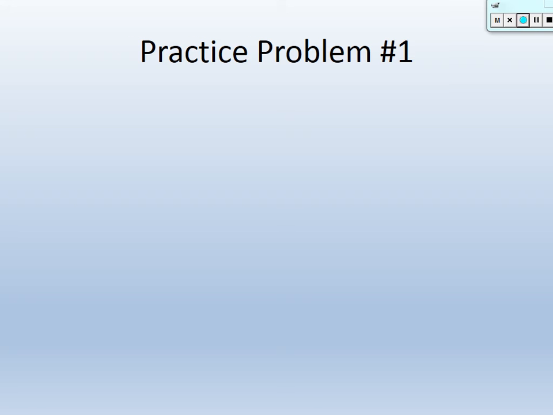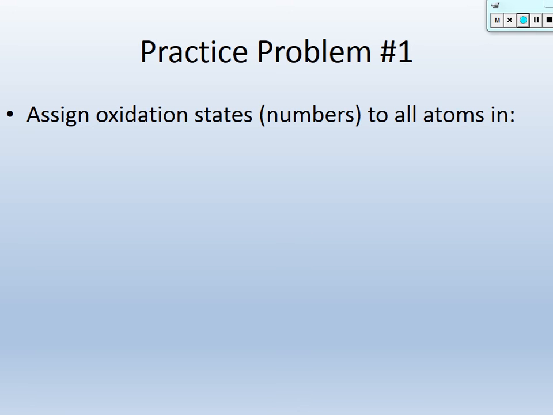Okay, I've got a number of practice problems for you to try. I think in each case, it works better if you try them first. So if I were you, try them first, pause, and then hit play and see if you got it right. It says to assign oxidation states or numbers to all the atoms in carbon dioxide. So please hit pause, try it on your own, and then once you have an answer, hit play and see if you got it right.